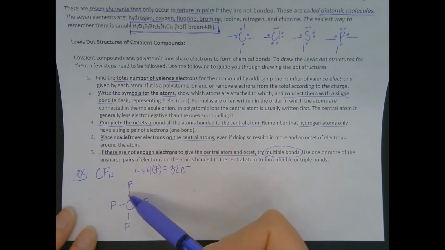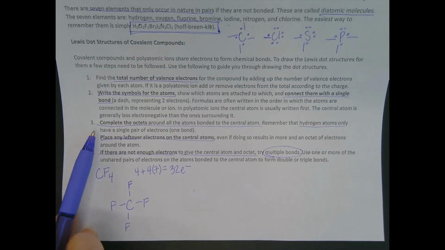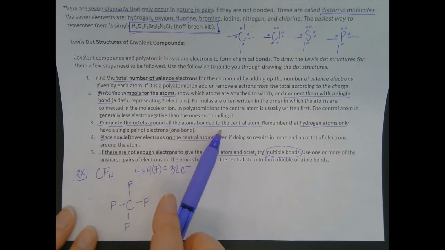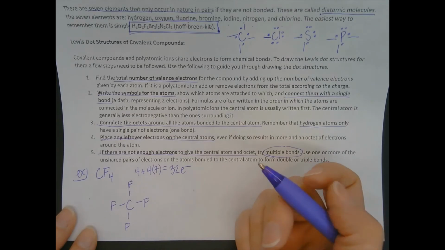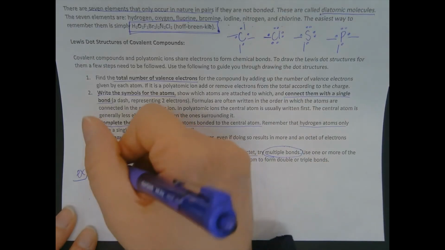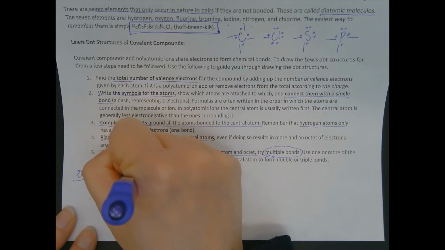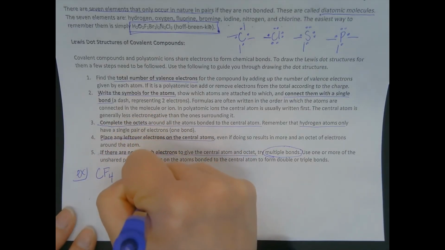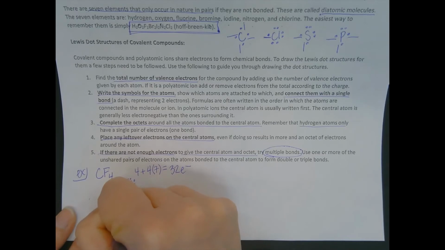Take note, each one of these lines, remember, represents 2 electrons. So 2, 4, 6, 8. That's 8 electrons already that I've used. Okay? 3, complete the octets around all the atoms bonded to the central atom. Okay, so if I complete the octets for each fluorine, then each one would have 6 valence electrons around the fluorine. Each fluorine.